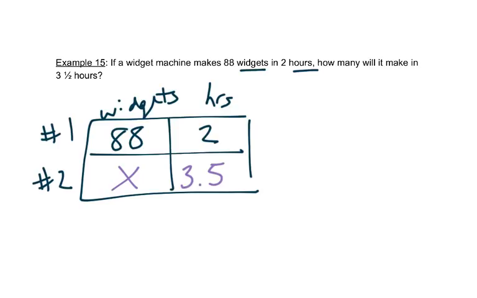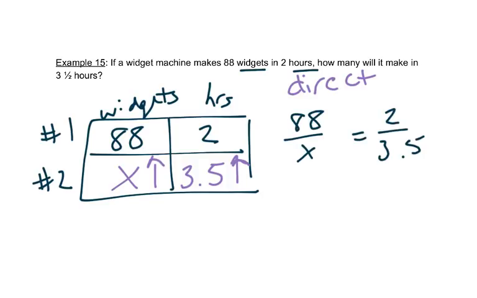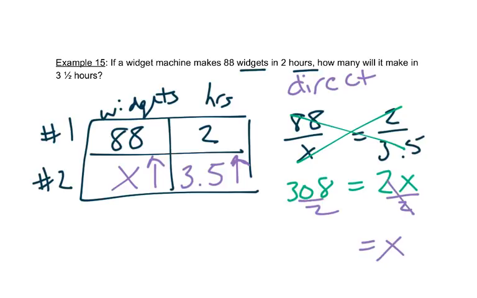So let's think about this. If we take a machine and we run it longer, the time goes up. Should we get more or less widgets? Well, we should get more. So they're both going the same direction. That means this is a direct proportion, and we can set it up directly. So we have 88 over x equals 2 over 3.5. 88 times 3.5 is 308, and 2 times x is 2x. Divide both sides by 2, and we get 154. It's under the widgets, so that's our unit.